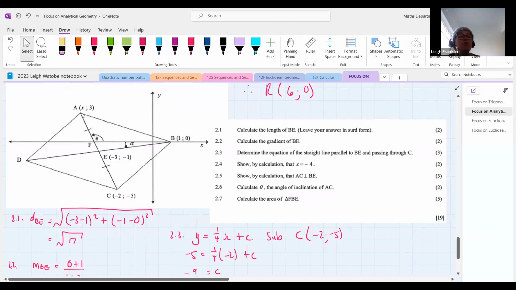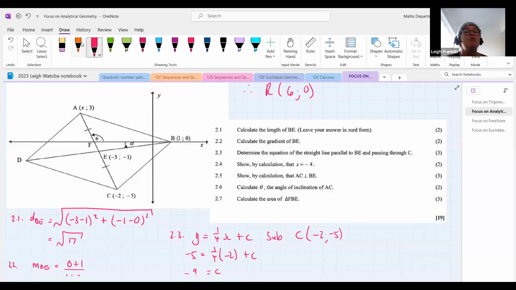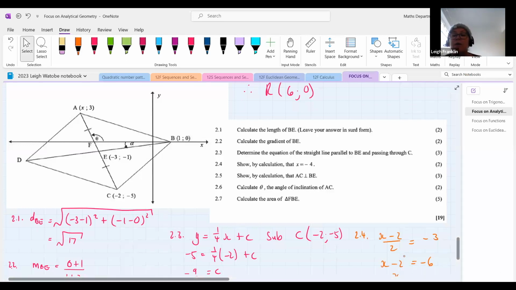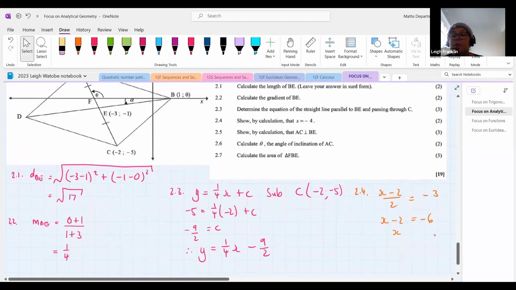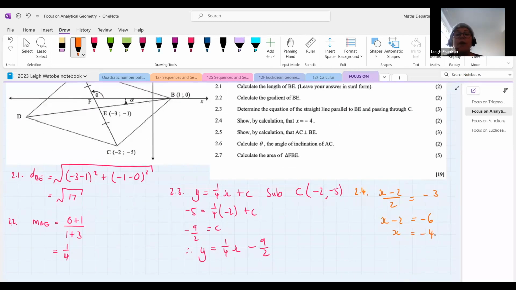Then in question 2.4, where they asked us to show by calculation that x equals -4, can you see you've got AE equals EC? So again, you would need to do this by working backwards using the midpoint formula. So you would have (x minus 2)/2 equals -3. So x minus 2 equals -6. And that's why x would be equal to -4.